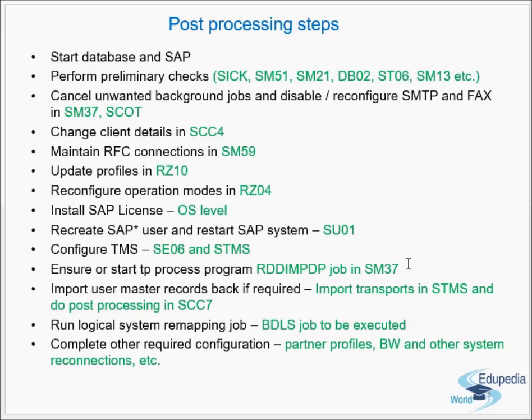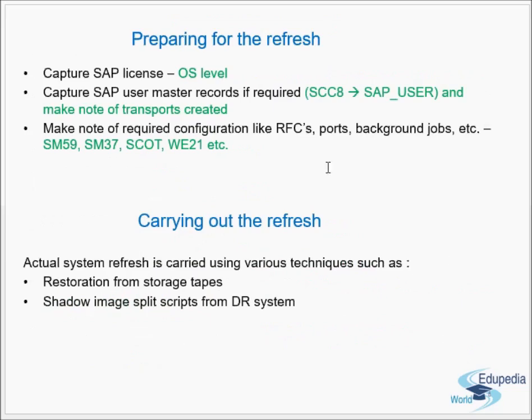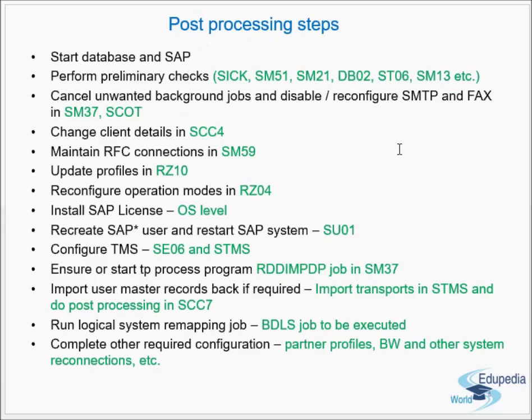So initially from SCC8, with the SAP user profile, we have exported all the users and we have got 3 transports. We will import back all those 3 transports again, so the user master records will be imported back. After importing the user master records, you have to do some post processing in SCC7. So both you have to do: import the transports and do post processing in SCC7.